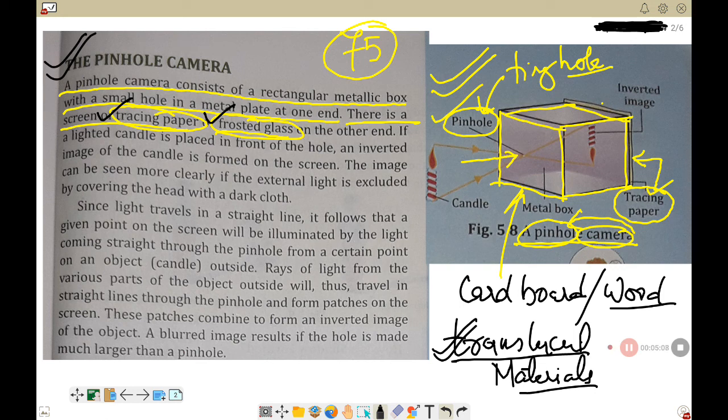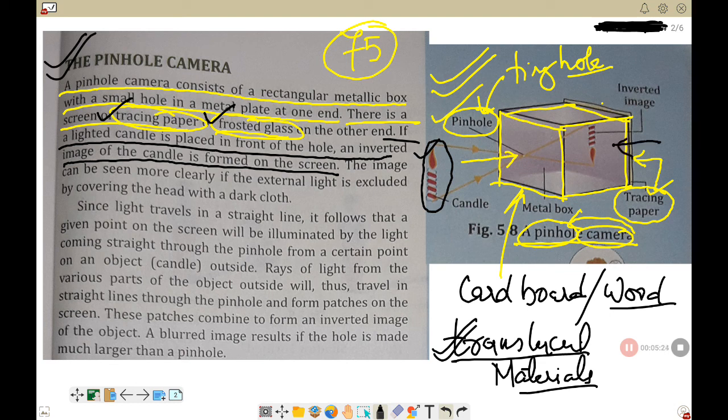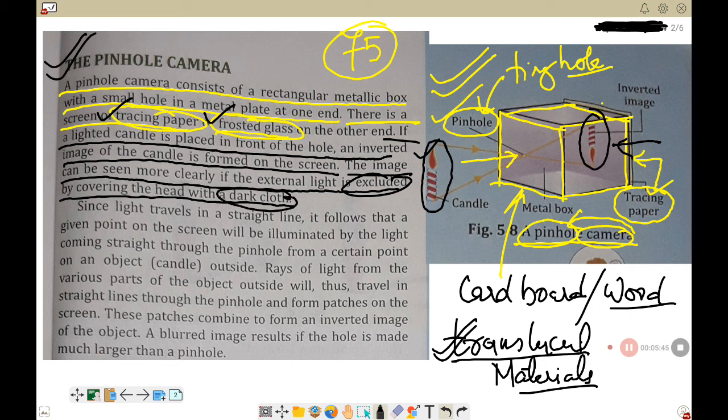Now if a lighted candle is placed in front of the hole, you can follow the figure from your book. An inverted image of the candle is formed on the screen. So here on this screen you will see an inverted image of the candle. The image can be seen more clearly if the external light is excluded by covering the head with a dark cloth. If you cover it to avoid external light from falling on it, then you will get a brighter image.